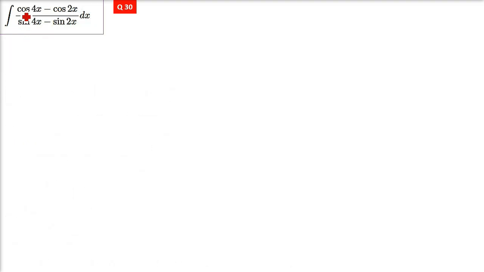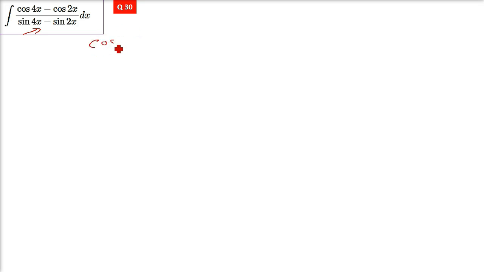Next one is cos 4x minus cos 2x over sin 4x minus sin 2x. Even if we put the sin 4x minus sin 2x as t, it's going to be 4 cos 4x minus 2 cos 2x, and that's not going to serve our purpose because the numerator will not be formed. So we need to take another approach, and that approach is only possible when we use the formula. So the formula is very important. If you can recall the formula, this question will be very easy for you.